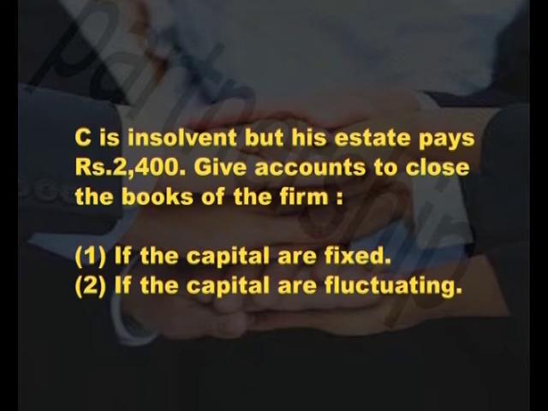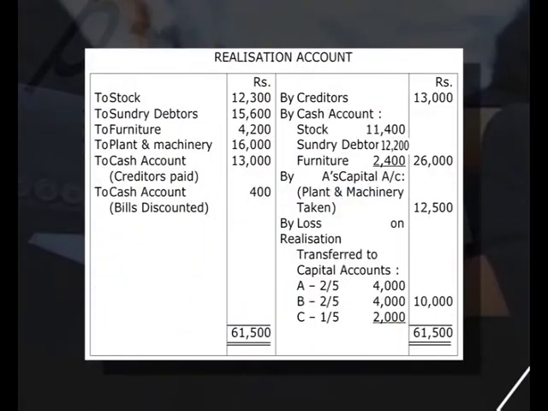Give accounts to close the books of the firm. First one, if the capitals are fixed. Second one, if the capitals are fluctuating. Now the solution to this. The first one, if the capitals are fixed. First of all, we will make realization account.